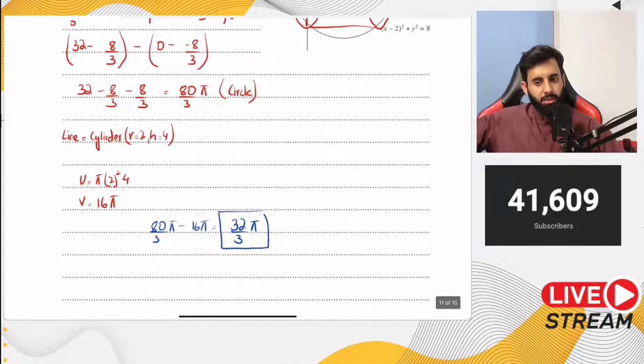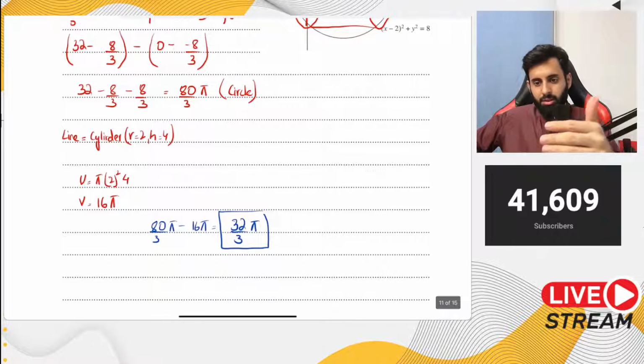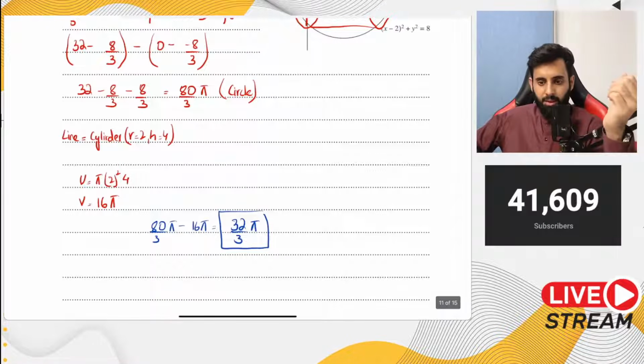Yes, when you make x the subject, that means y coordinates will be your limits. When you make y the subject, that means the x coordinates will be your limits. Because when you're integrating y, you're doing it with respect to x. So that's why your limits are x values. When you're integrating x, you're doing it with respect to y. That's why your limits are y values.